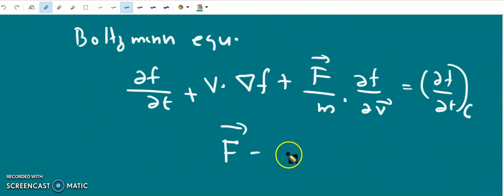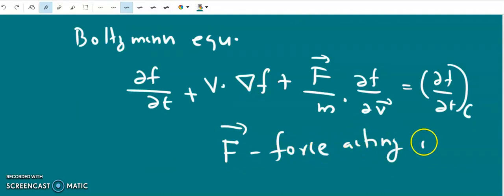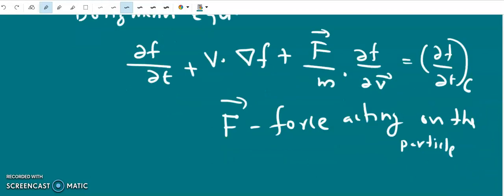Small f is the distribution function. Capital F is the force acting on the particle. And m is the mass of the particle. Here it is the electron. And dou f by dou t due to collisions is the time rate of change of the distribution function f due to collision, or the time rate of change of f due to scattering.